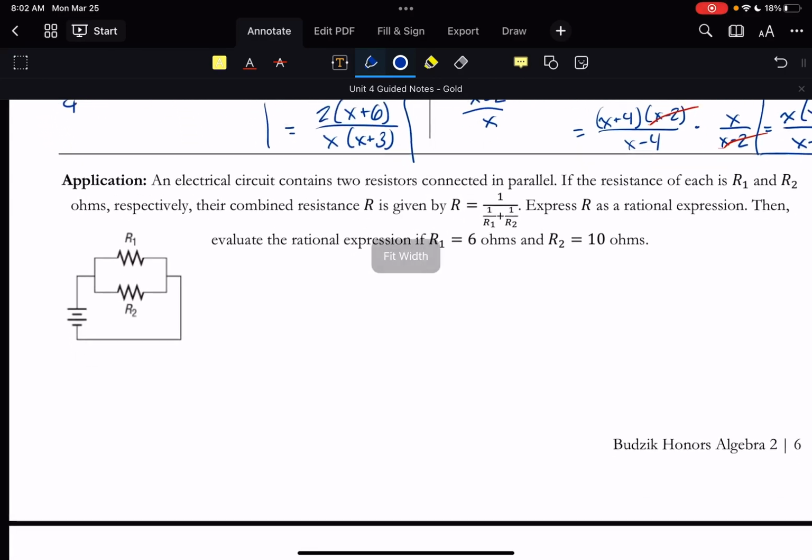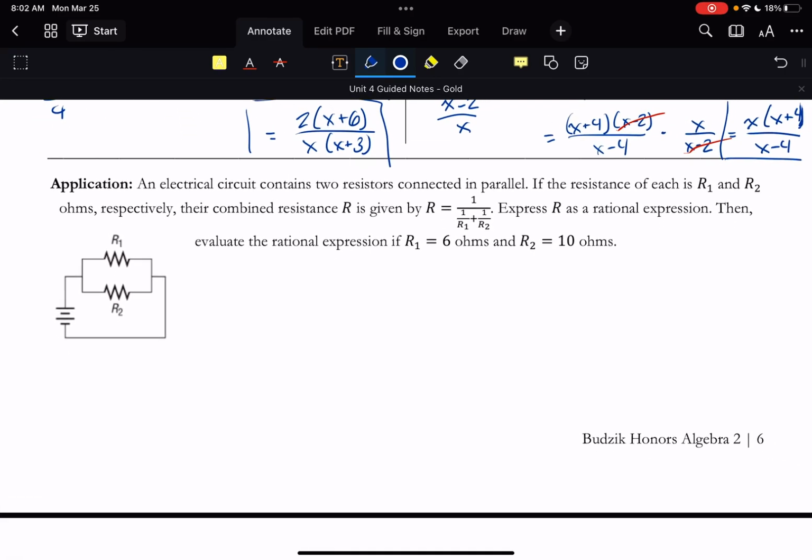Okay. Last one, application. So an electrical circuit contains two resistors connected in parallel. If the resistance of each is R1 and R2 ohms respectively, their combined resistance is given by R equals 1 over 1 over R1 plus 1 over R2. Step 1, it says to express R as a rational expression. And what this means, express as a rational expression, is to write it as one fully simplified rational expression.